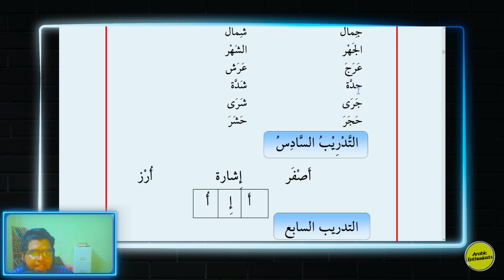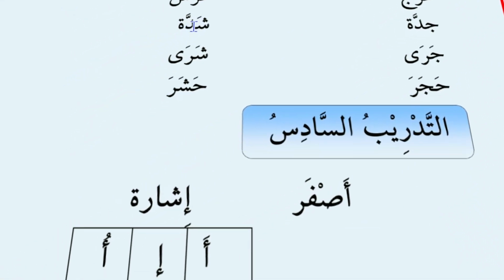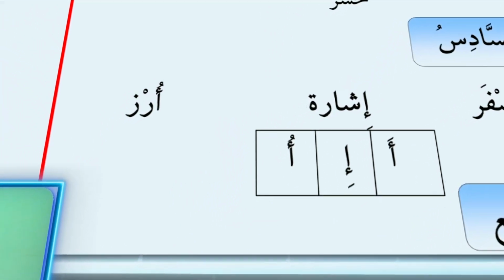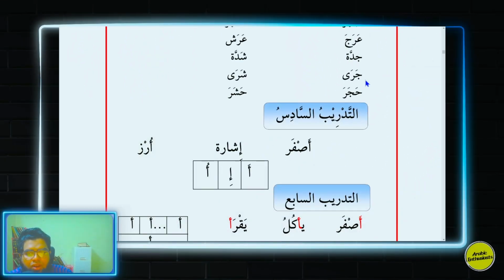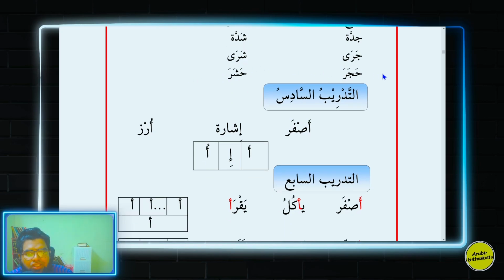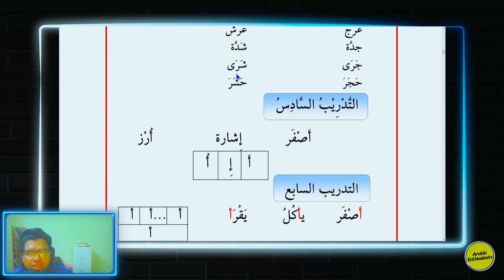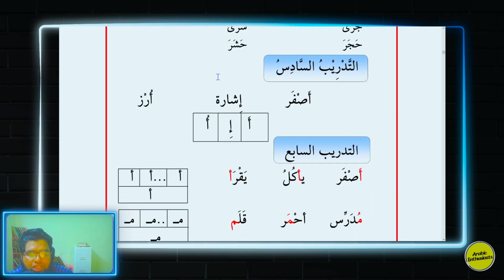Jeddah, the city. Shiddah. It should be Shiddah, I believe. Or Shadda. Okay, Shadda. On a letter. Jara, he runs. Or he ran. Shara, he sold. Or he purchased. It could be both. Hajara, Hashara. Just practice of Jim and Sheen.